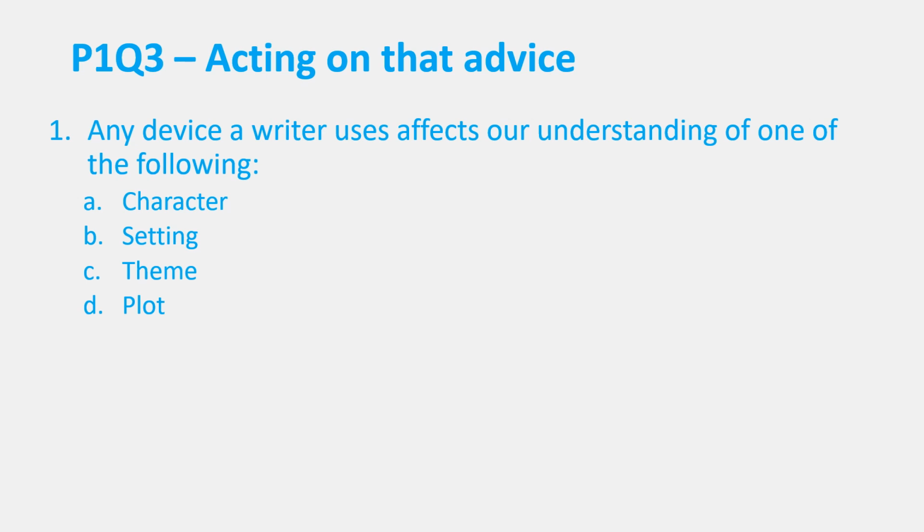When you've identified a method, whether it's a structural method or a language method, the best way to think about the effect is to try and take a step back from the method a bit. Maybe don't think about the method, think about the overall piece that you're reading, and think particularly about the characters, the setting, and the plot. Now I've put theme in here as well. That, to be honest, is a bit more difficult.